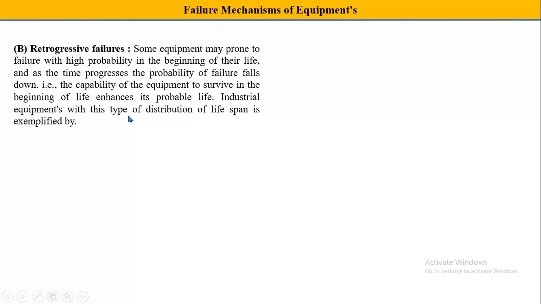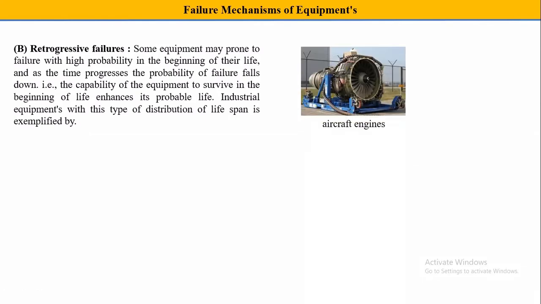Industrial equipment with this type of distribution of lifespan is exemplified by, let's see an example of this kind of failure, like an aircraft engine. At the time of testing of an aircraft engine, when it is constructed, the chances of failure in the beginning are so high, but after that, as the time passes, the probability of failure of this kind of equipment is very less, right? So this kind of failure is known as a retrogressive failure.